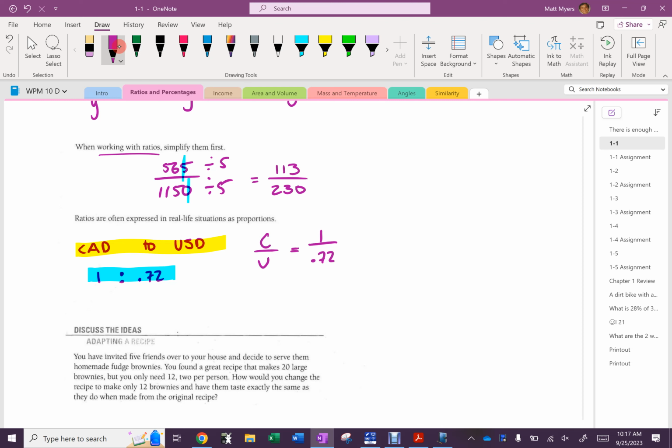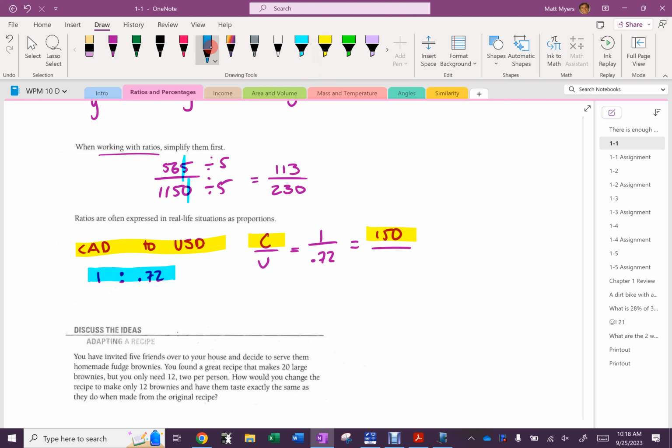So I want to know how much that's going to cost me. How much should I bring? I'm going to bring $150. So am I bringing Canadian or American money to this party? Canadian, because I'm in Canada. Where does the 150 go if I'm making a proportion? Up top, because order matters. Canadian was first.